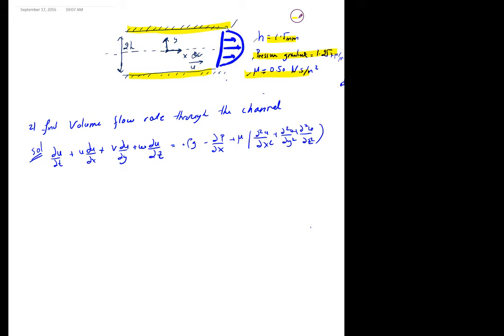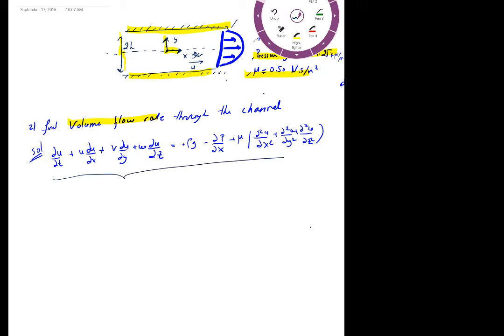Our coordinate system is located in the mid-channel and the flow is fully developed. The height h is measured from the center to the two edges of the plate. We are asked to find the volume flow rate through the channels. Right away we'll start our problem by solving the Navier-Stokes equation, which is given in this general form. Now obviously this is a 2D problem.